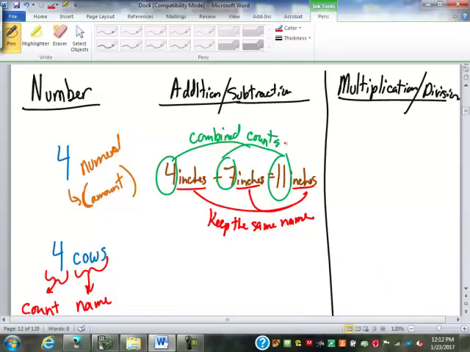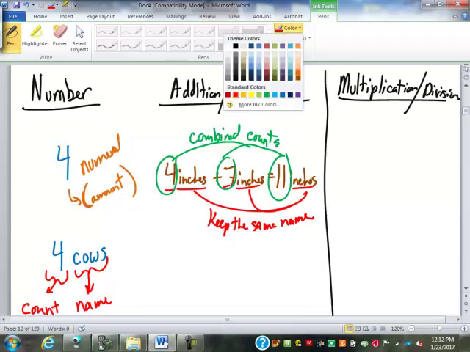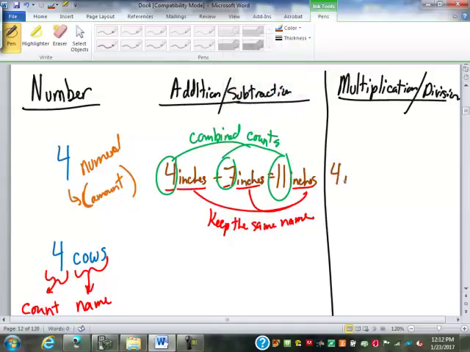So when we add or subtract numbers, we combine the counts, and then we just keep the same name. When we multiply 4 inches times 7 inches, what do we get there? Well, 4 times 7 is 28 what? Careful. Inches squared, or square inches.